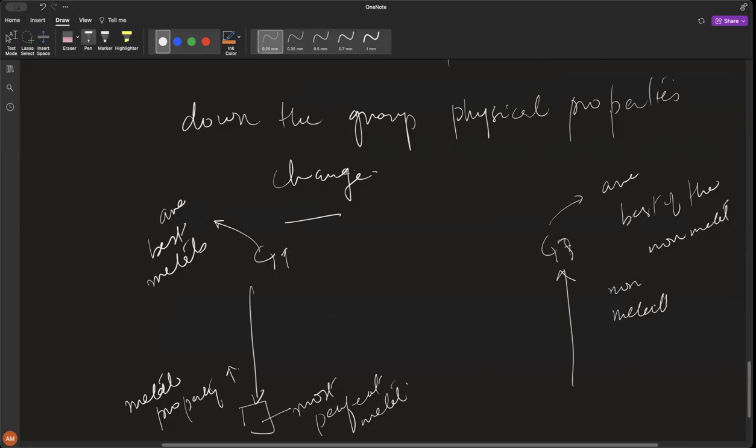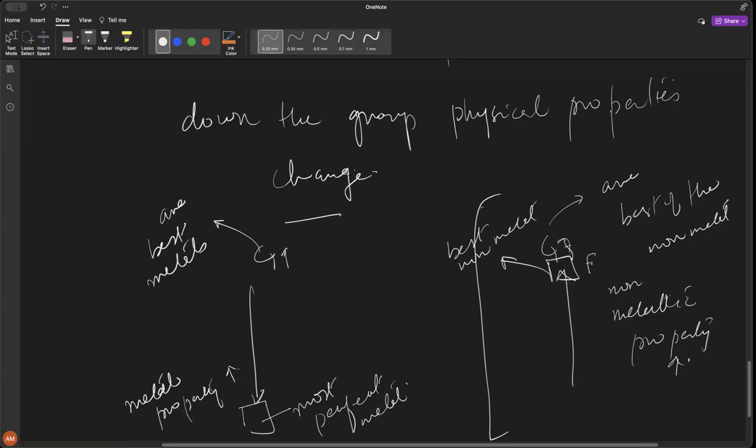And we know that when you go up the group, the non-metallic property increases, right? If you go up the group, for the non-metals, the non-metallic property increases. This means that the element over here is the best non-metal, which is fluorine. So you can say fluorine is the prophet of non-metals because this is the best non-metal, okay? You get it?